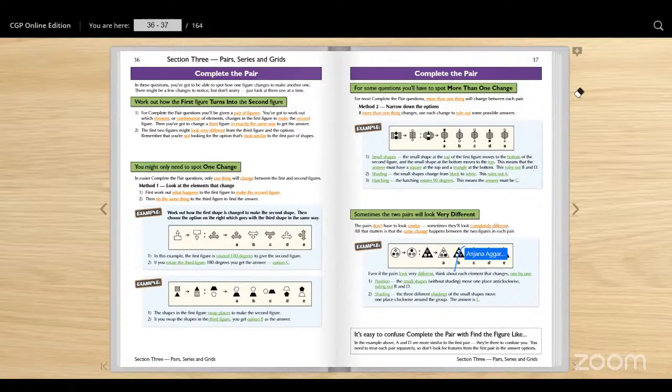Even if the pairs look very different, think about each element that changes one by one. Position. The small shapes without shading move one place anti-clockwise, ruling out B and D. Shading. The three different shadings of the small shapes move one place clockwise around the group, and the answer is E.